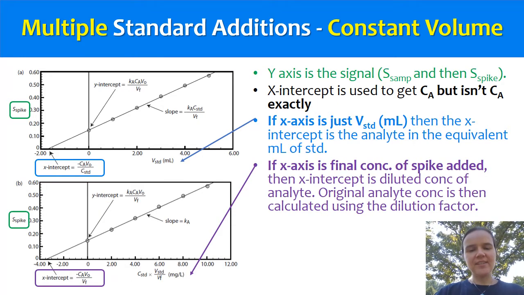The other option is that you could plot the x-axis not as volume of standard, but as final concentration of the standard, that spike that you kept adding. And so you're accounting here for the dilution of your standard concentration. And now in that case, the x-intercept is used to obtain that diluted analyte concentration. So you can see that in the purple box for the x-intercept.